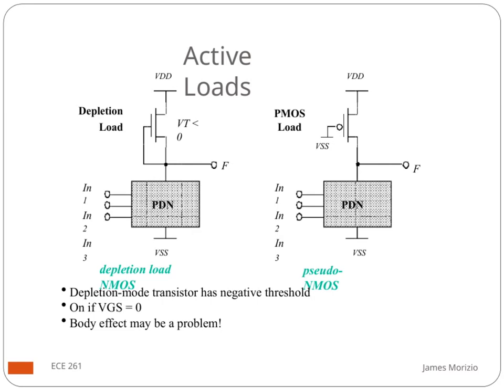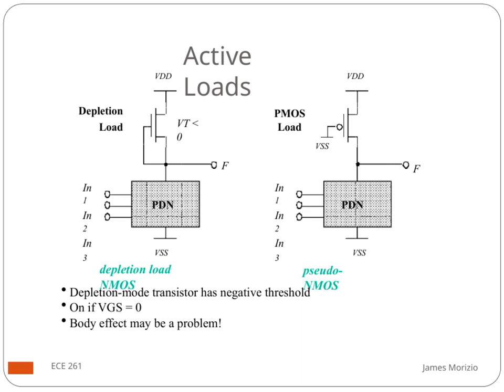Here, we're looking at different types of active loads and how they operate within a circuit. First, we have the depletion load, which uses a depletion mode transistor. This transistor is unique because it has a negative threshold voltage, meaning it turns on even when the gate-to-source voltage is zero. This characteristic allows it to function as a load without the need for additional biasing. However, one thing to watch out for is the body effect, which could influence the transistor's threshold voltage and potentially cause issues in the circuit.